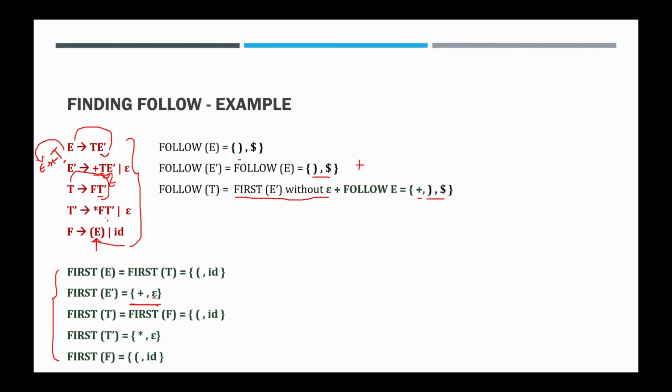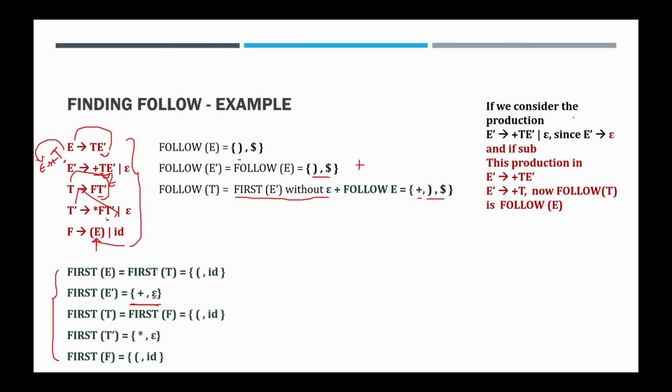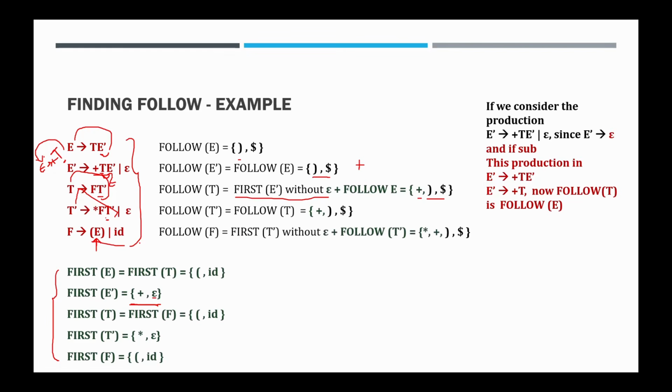When you see, this production is also having T dash. Since we don't have any symbol after T dash, what would be the follow of it? Definitely the follow of it would be the left hand side. Left hand side is also T dash. So how will we find the follow of T dash? It is nothing but follow of T. What is follow of T? Follow of T is plus, close parenthesis, dollar. Simple, right? The next one, the last one, is F.